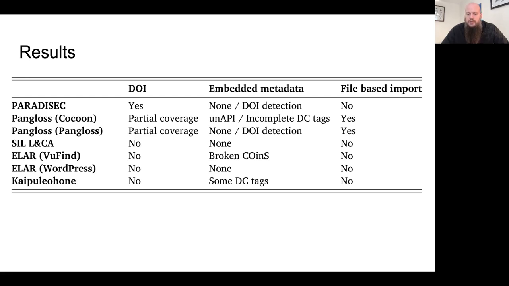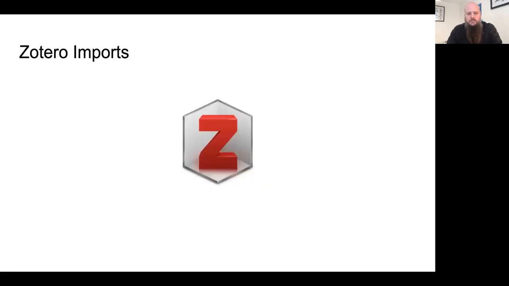File-based import. So could I download like a BibTeX file or something like that from the website with some bibliographic metadata in it? And only Pangloss let me do that. So let's take a quick look at what this looks like inside of Zotero.